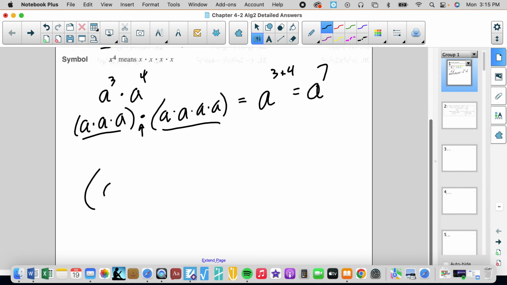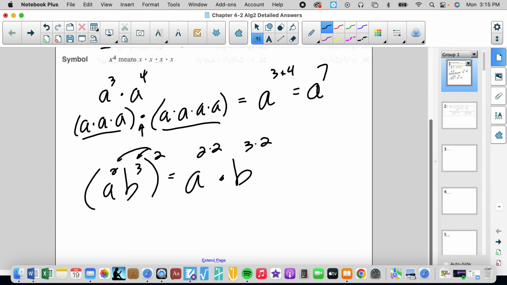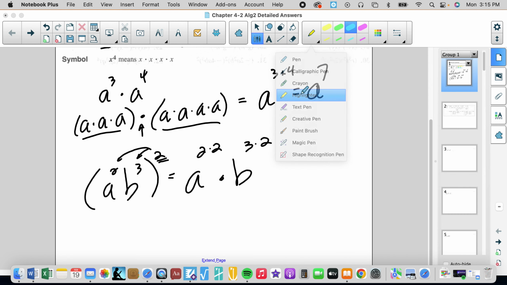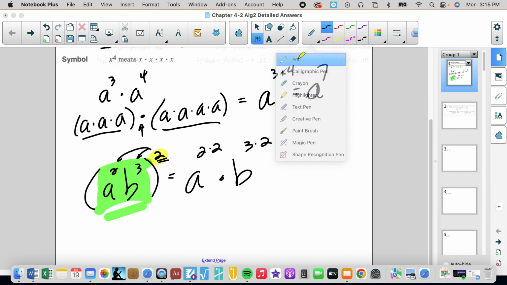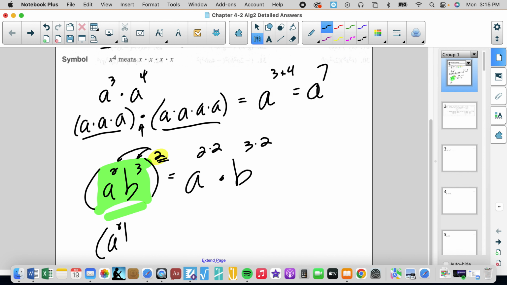When we have a squared b to the 3rd, all to the 2nd, we're going to distribute that, and that becomes a to the 2nd times 2 and b to the 3rd times 2. Because think about it, we have 2, this is the exponent, and this is the base of the exponent. So technically we have 2 of these things. So we kind of have a squared b to the 3rd times a squared b to the 3rd. We have 2 of these bases.